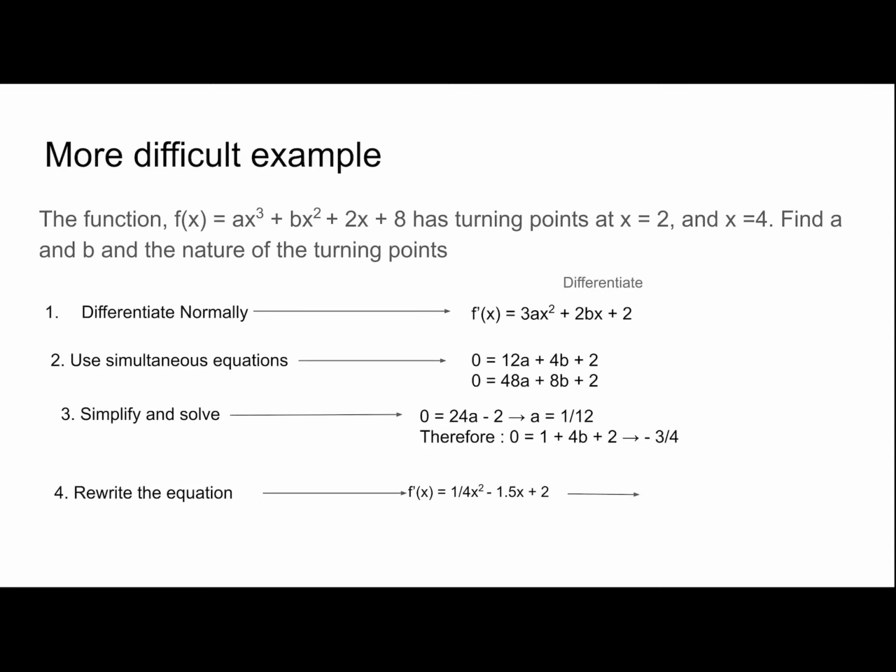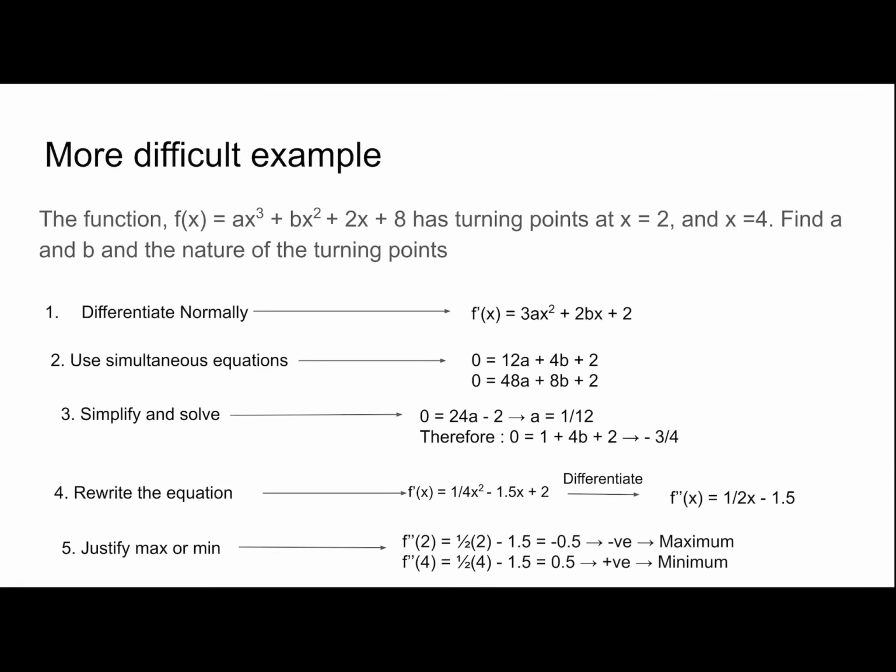So we rewrite the equation, and then we find the second derivative, so differentiate again. And we should find that our second derivative is 1/2 x minus 1.5. So now there is an x value, so we need to substitute our x values to find which one's the maximum and which one's the minimum. So now we just justify whether it's a maximum or minimum. f double dash of 2 gives us the answer negative 0.5. This is a negative, so it's a maximum. For f double dash of 4, it comes out to be positive 0.5. Positive 0.5 is a positive number, so this is a minimum. And that will be your full answer to this question.